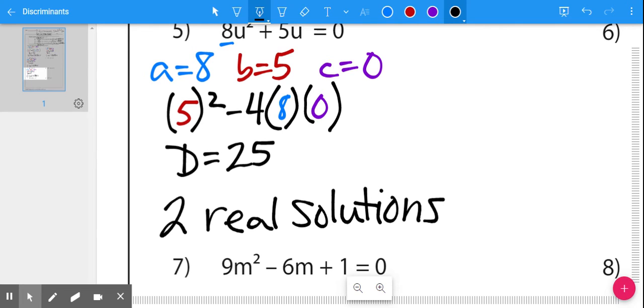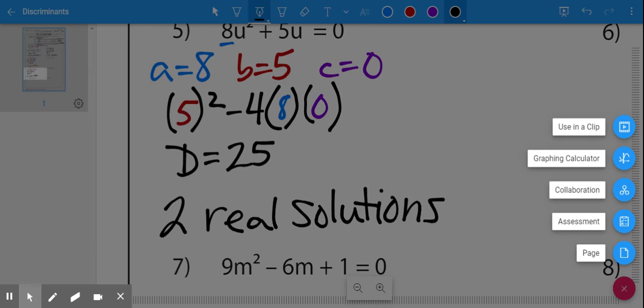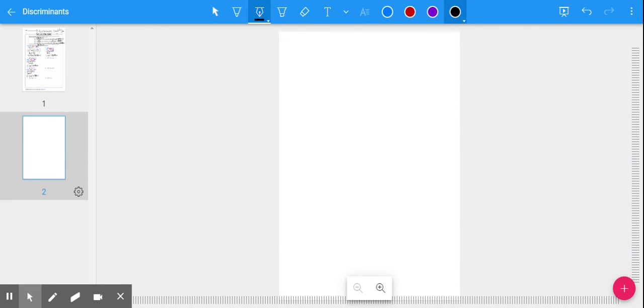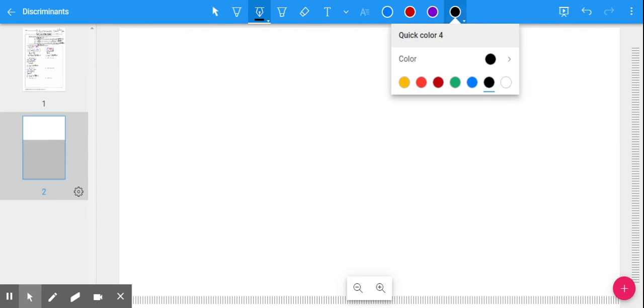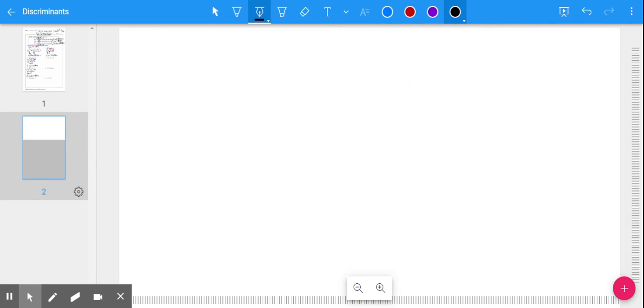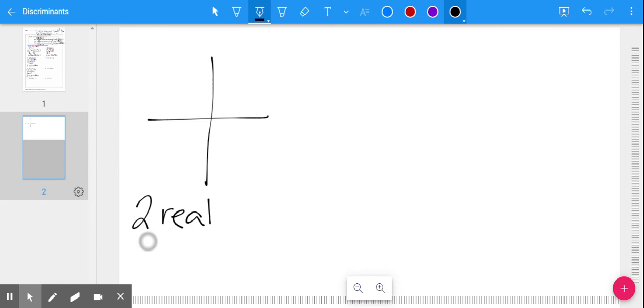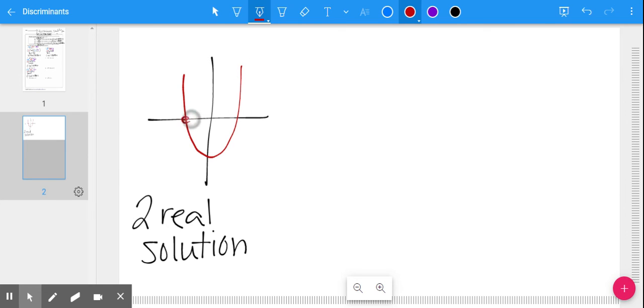So just be careful of the positives and negatives as you work through this. And that's all you have to do. Now, one last thing that I drew on the board in class that I do want to put on here, because if you're watching this, you either need a revamp from class or you weren't there. So again, when we have two real solutions, it's because your parabola crosses the x-axis in two places. So those are your two real solutions.